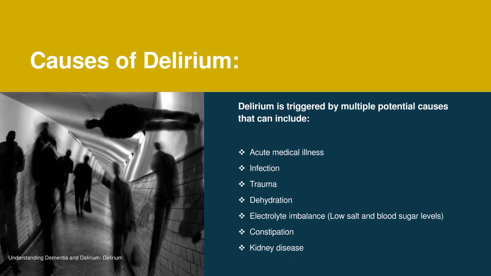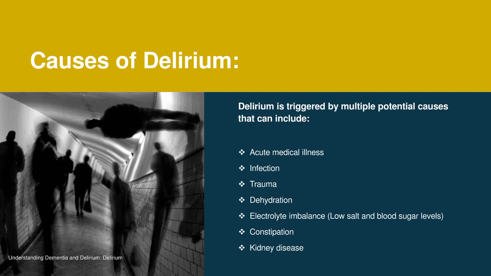So what are the causes? It's triggered by multiple potential causes. That can include perhaps the person becomes acutely ill, perhaps they suddenly become ill with an infection, often a urinary tract infection or a chest infection. They may have some sort of trauma. Dehydration is a big risk factor, as mentioned before. So when someone's dehydrated, they may have what's called electrolyte imbalance. So they've got low salt and blood sugar levels.